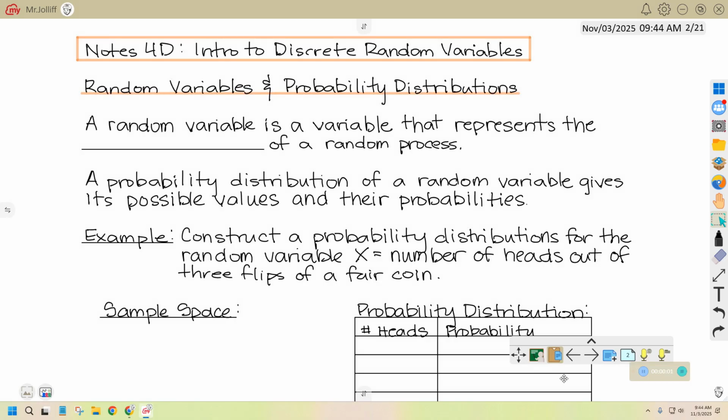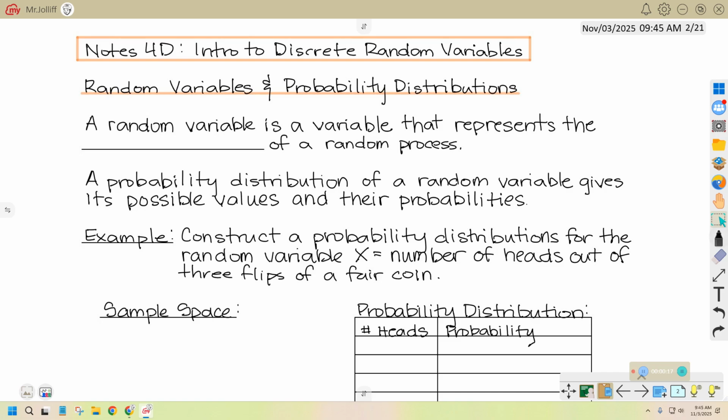Okay, so last couple weeks we've been talking about probability. We know probability has to do with likelihood or a long time average outcome. Now we're going to talk about probability distributions.